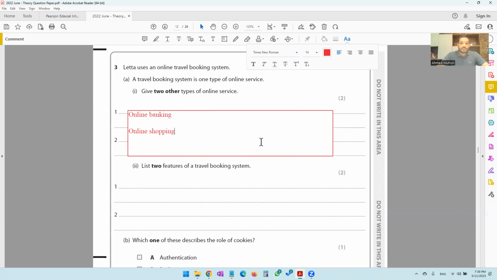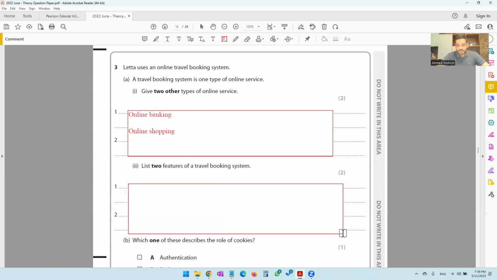The next one says list 2 features of a travel booking system. If you think about a travel booking system, they're asking you for 2 features. So think about Airbnb, Trivago, Agoda. Think of apps like that. What are some of the features that you would find in it? For example, one would be a secure payment gateway in order for you to complete your payments. Then, for example, you would have a filtering feature.